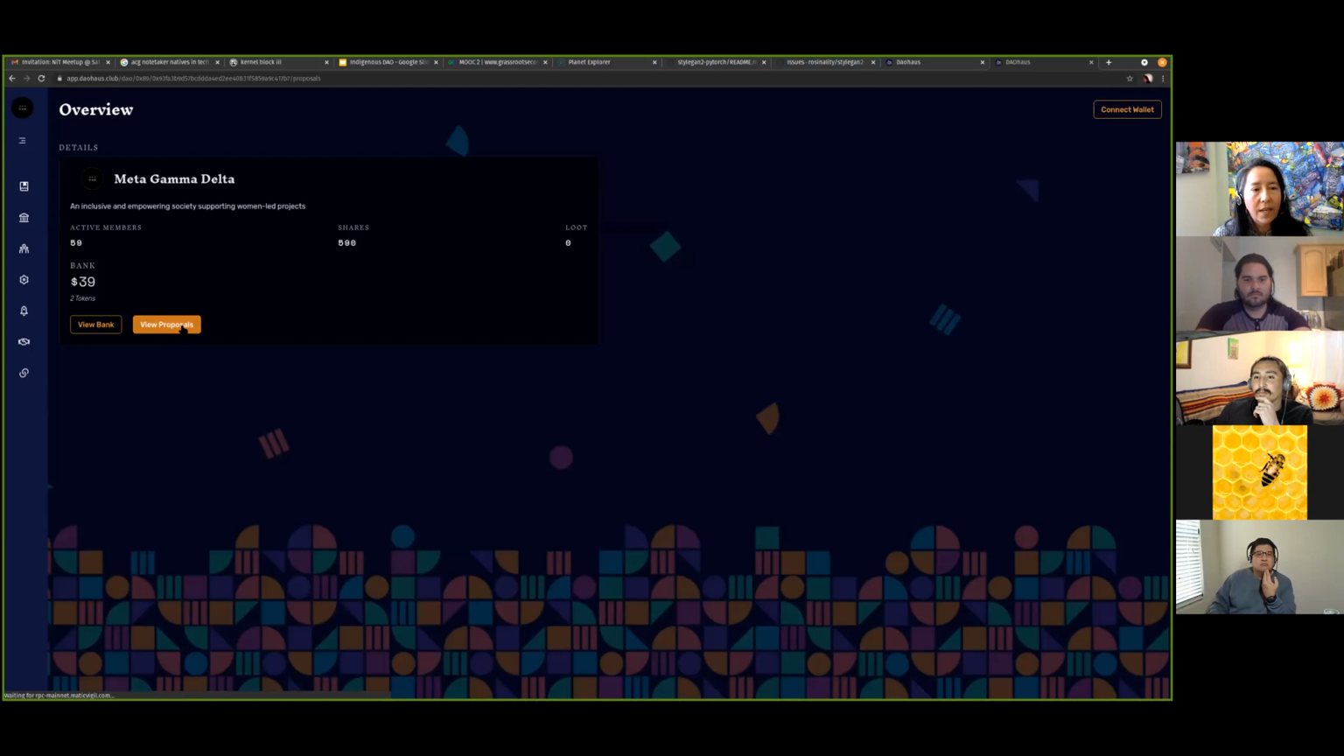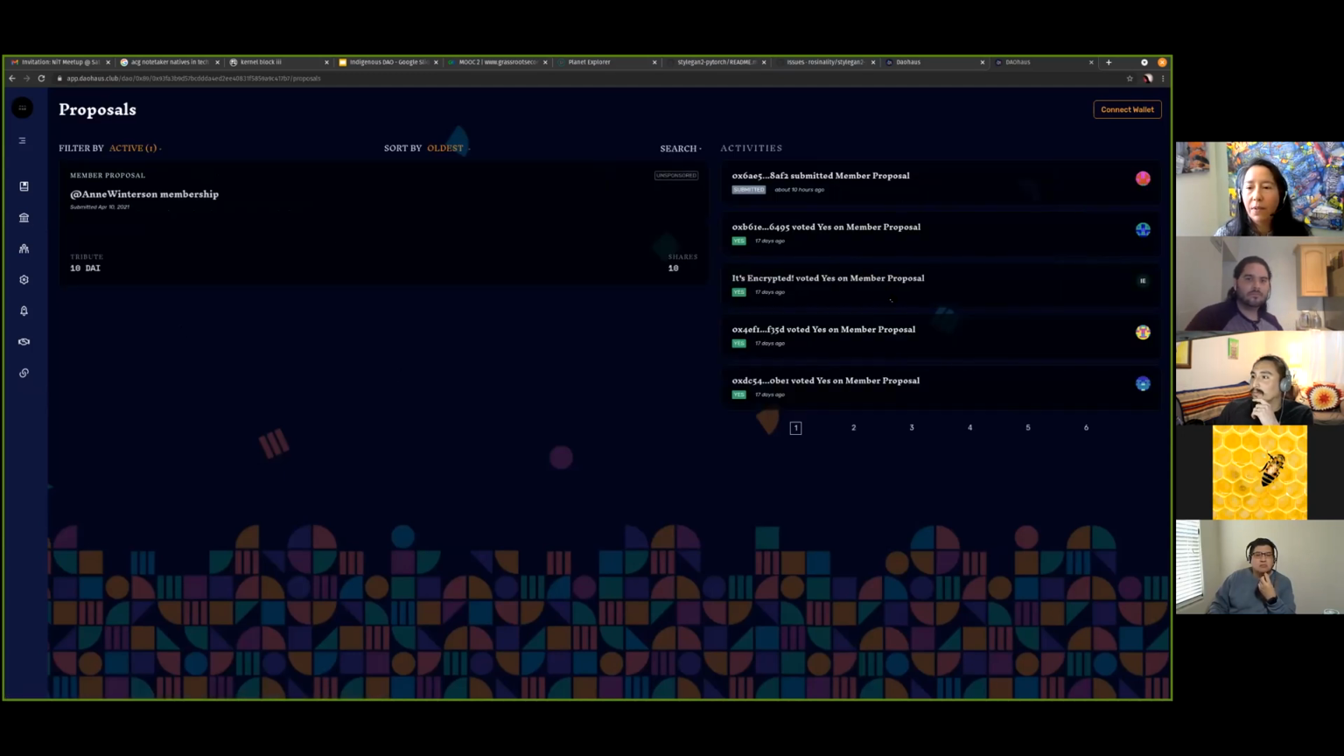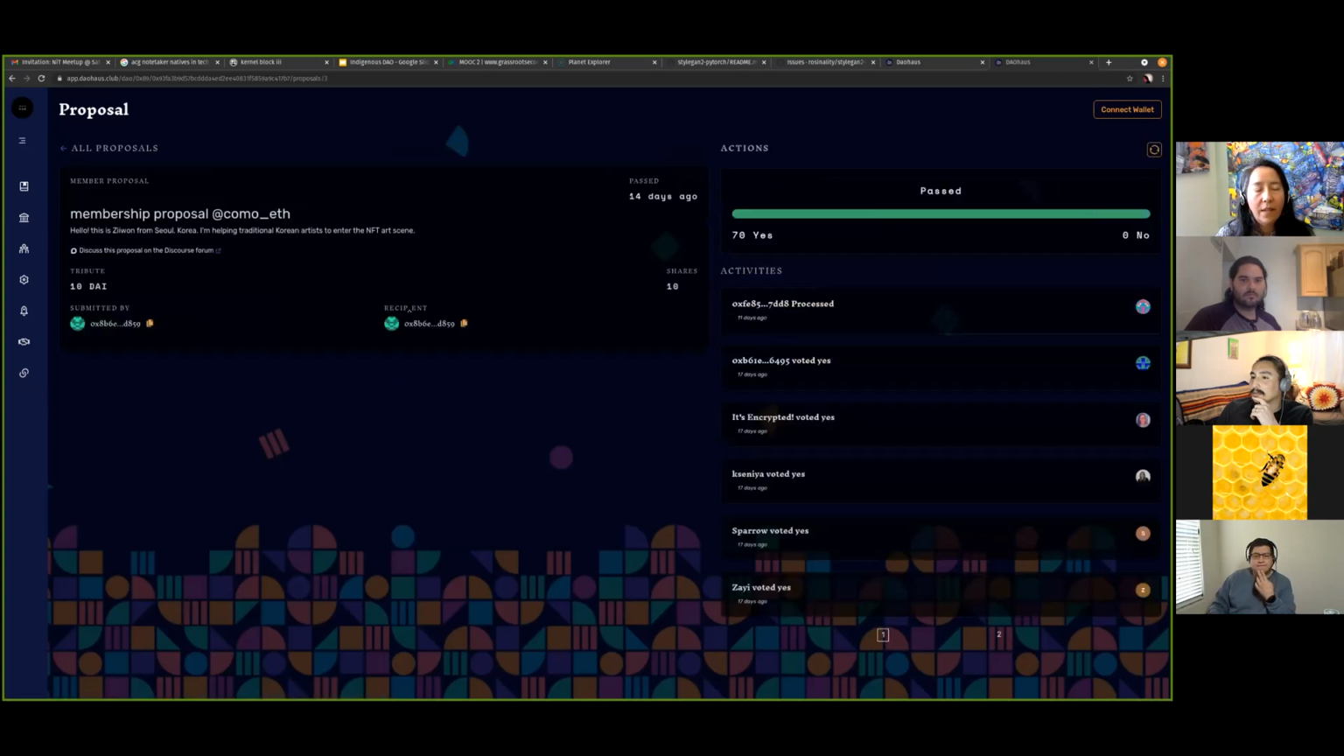Let's see, so you can look at the proposals. Here are member proposals, people that have voted. You can see this person came in, Como ETH, and they have a description, and they put in a tribute of a certain amount of money, and then they were voted yes and voted in to the membership. So this is one tool that you can use. There's several of them out there, and they all have different aspects to them and how voting works.